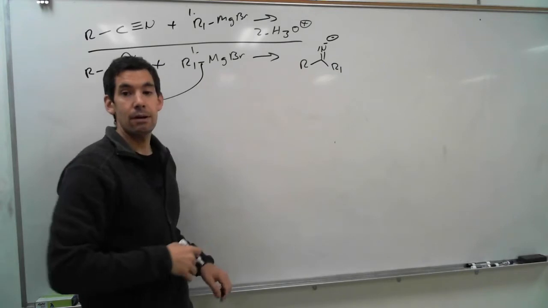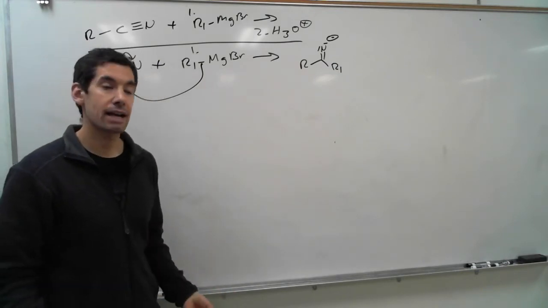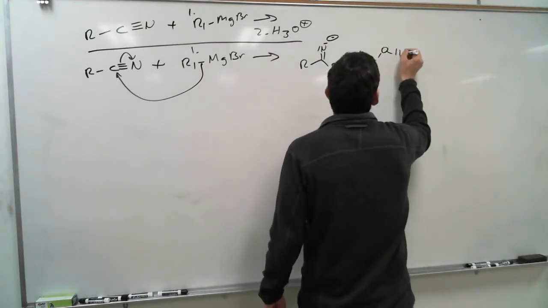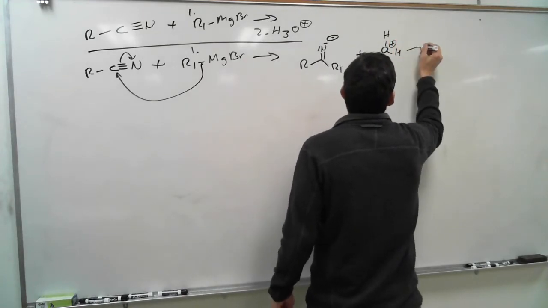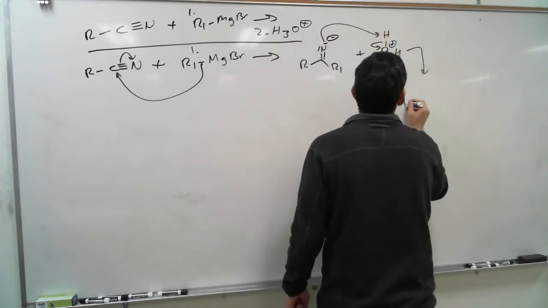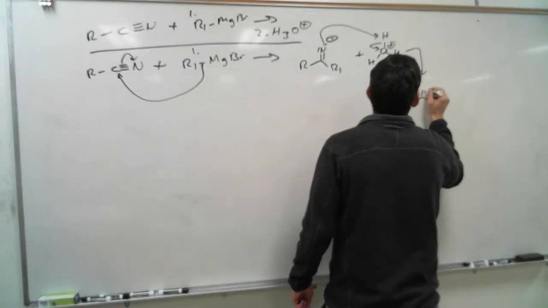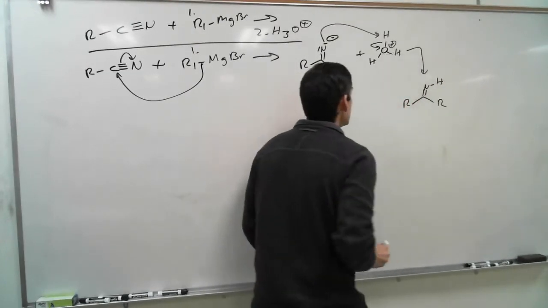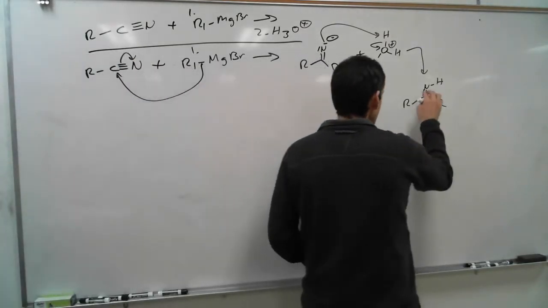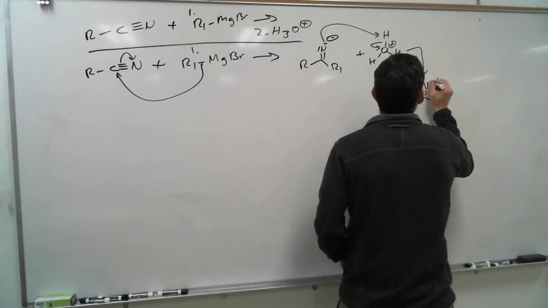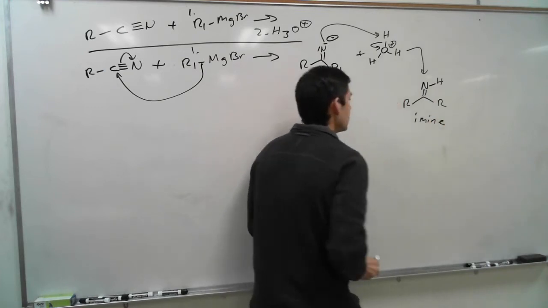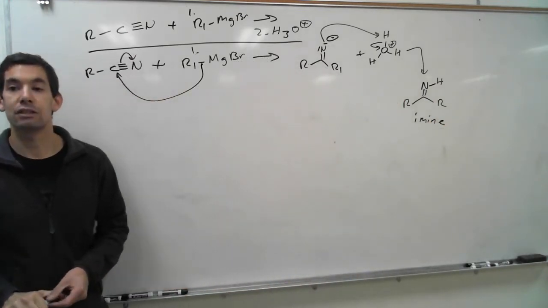Now this is where our second step comes in. This is where we're going to start adding in our acid. Now we add in our acid. And look at that. By adding our acid in there, we've now protonated that nitrogen, and we turned it into something we've seen before, our amine. We turned this into our imine.